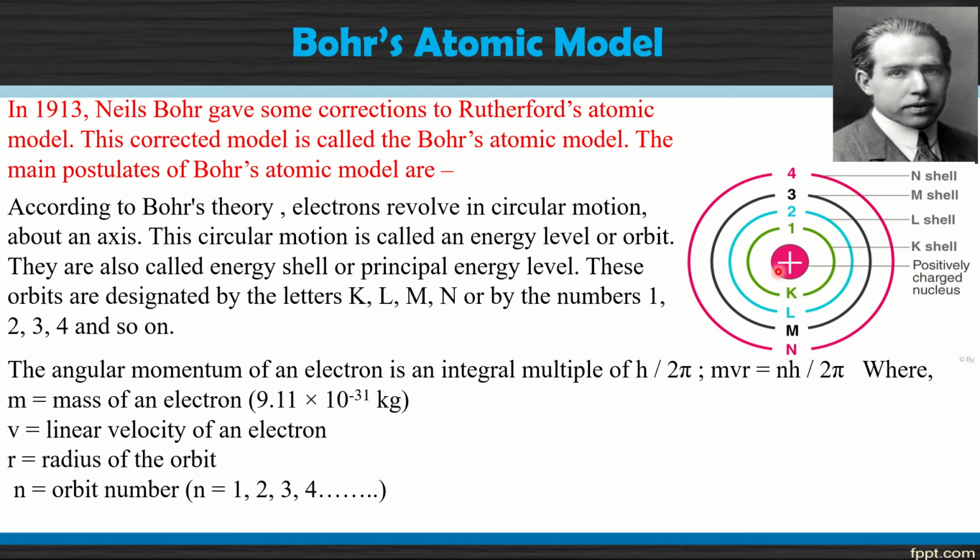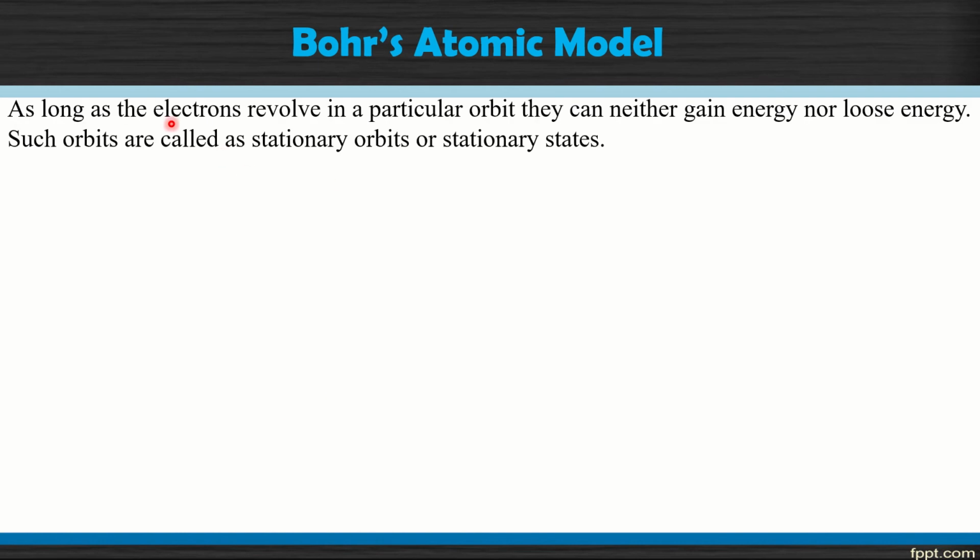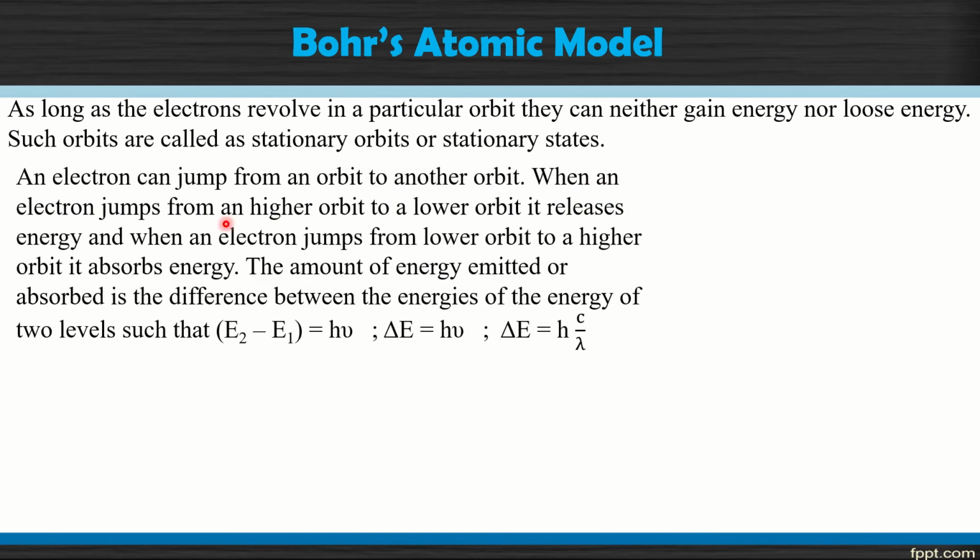n equal orbit number, first shell, second shell, third shell, fourth shell, and h is Planck's constant. This is a constant value. It is 6.626 into 10 to the power minus 34 kg meter square per second. As long as the electrons revolve in a particular orbit, they can neither gain energy nor lose energy. Such orbits are called stationary orbits or stationary states.